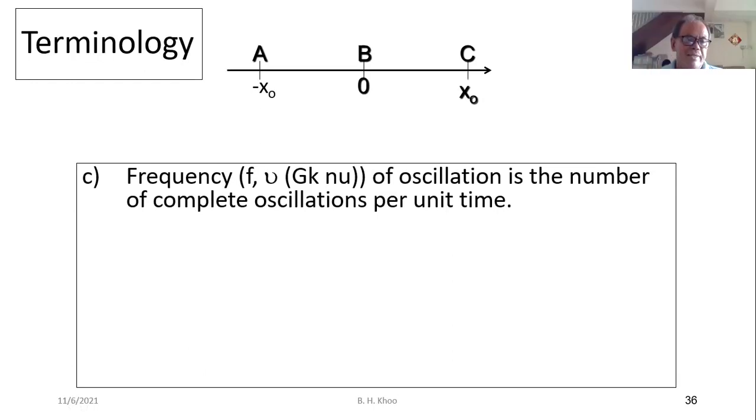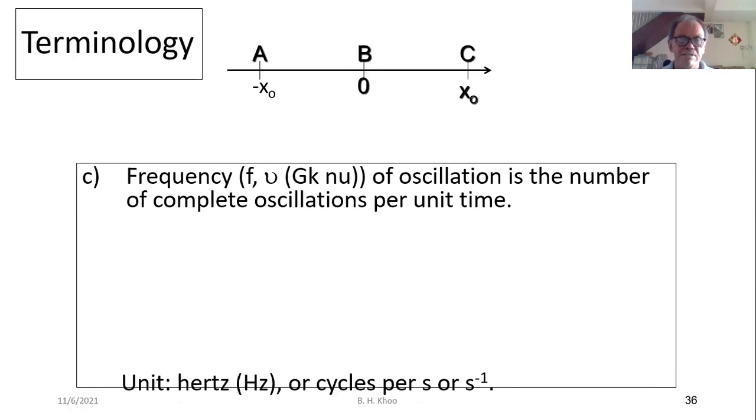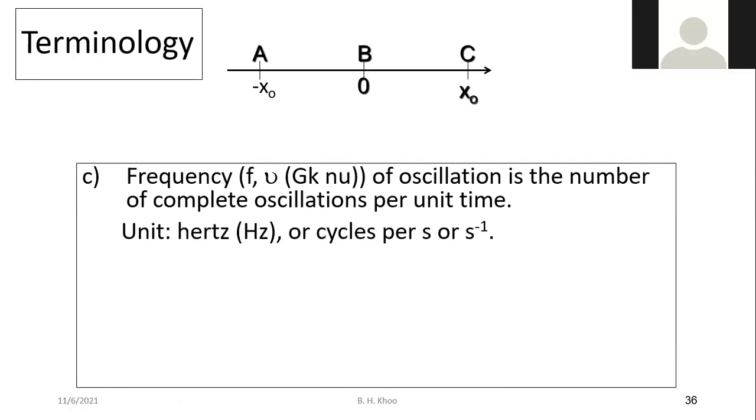Frequency of the oscillation is the number of complete oscillations per unit time. I mean the number of oscillations in 1 second. Count 1 second to be oscillation. And that's usually hertz or cycles per second, or just per second. That's the unit. How it's related to T is 1 over T. F is equal to 1 over T.